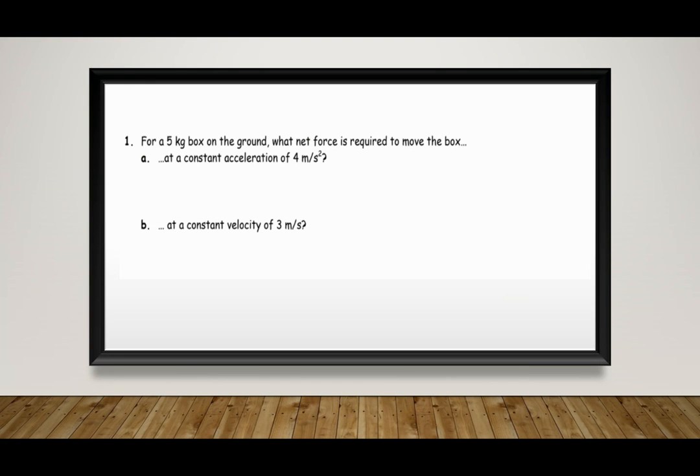So I've got some practice problems for us to take a look at. These are your in-class practice problems. We're going to look at this first one, and it says: for a 5 kilogram box on the ground, what net force is required to move the box at a constant acceleration of 4 meters per second squared? So we have 4 meters per second squared.